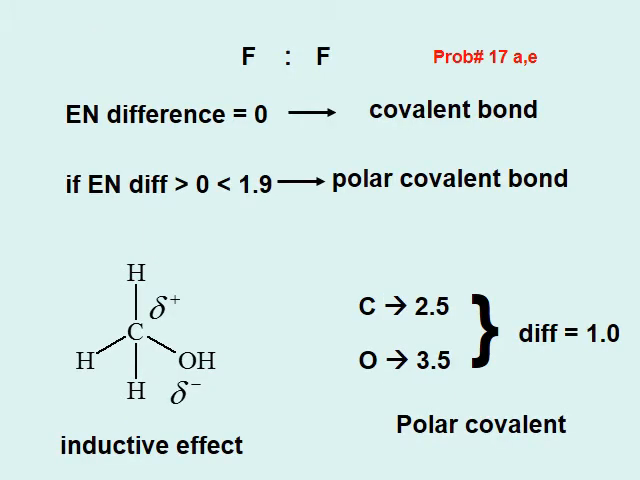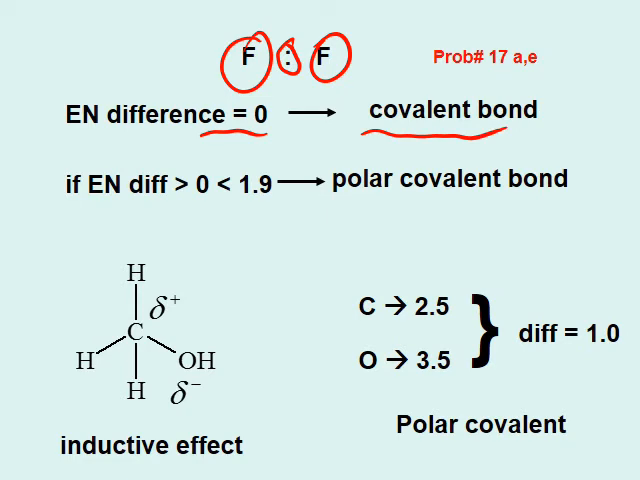What would happen if the electronegativity difference is 0? Like in this case, two fluorines bonded together. Even though each fluorine is 4.0, they're equally strong, so the electron pair would be sitting in the middle. No one is going to win, and that's called a covalent bond.